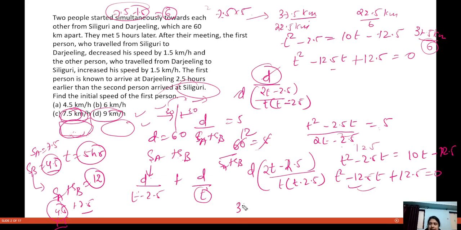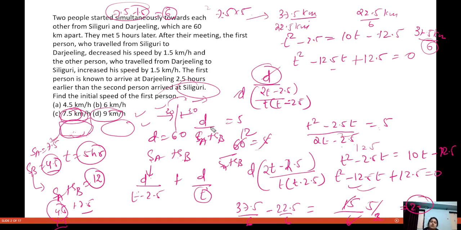Now you can see this 37.5 divided by 6 minus 22.5 divided by 6 should equal 2.5 if this speed is correct. So this is equal to how much? 37.5 minus 22.5, I think this is equal to 15. This is equal to 15 by 6, and this is equal to 5 by 2. And this is equal to 2.5.